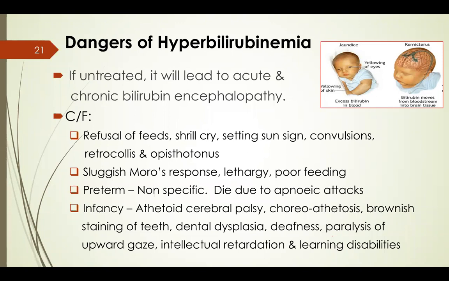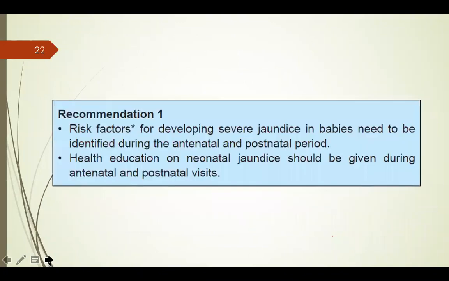Okay, you have an incomplete Moro reflex, lethargy, poor feeding. At the same time, for preterm babies, you can have apneic episodes. In infancy, they can have choreoathetoid movements, dental dysplasia, deafness, paralysis of outward gaze, intellectual retardation, hearing loss, and learning disability.